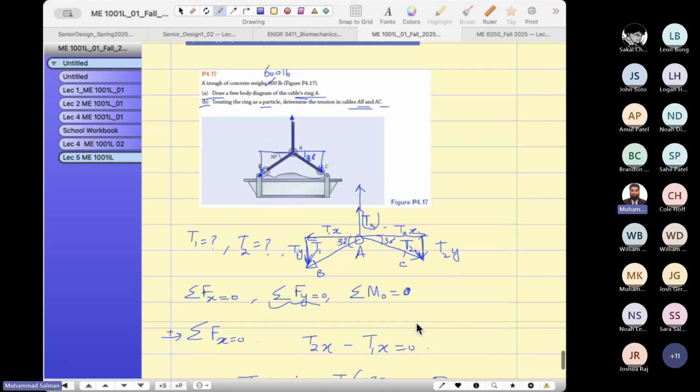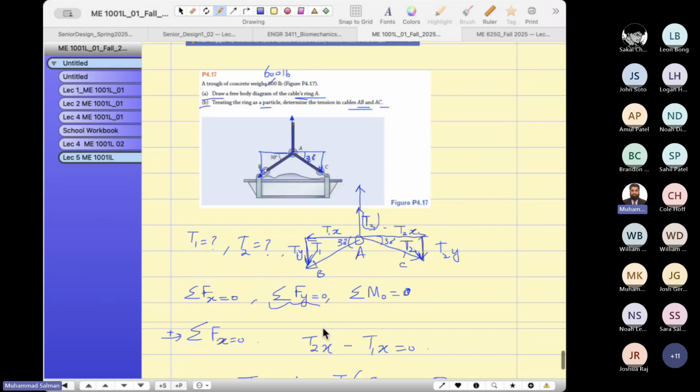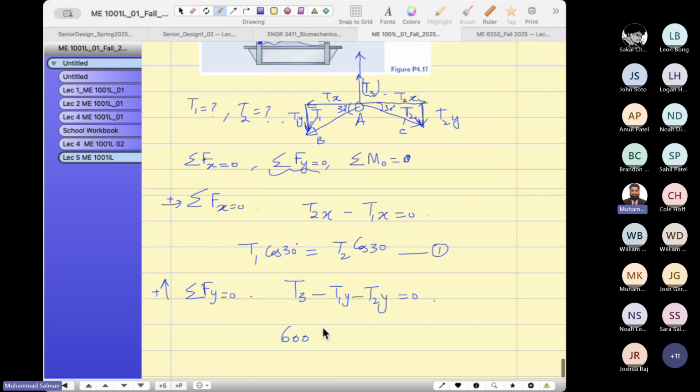So now what is 600? Can you help your professor? T1y is T1 sine. So can I write 600? That is our given. The weight of the concrete is 600 pounds. That's good. So minus T1y, T1 sine 30, minus T2y, which is T2 sine 30. Now we have two equations, two unknowns. From here, T1 equals T2.